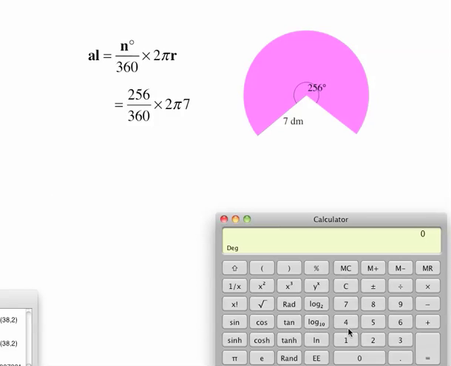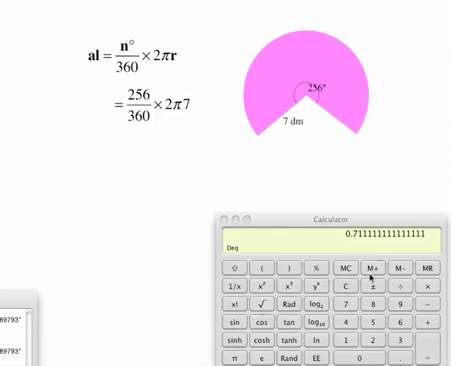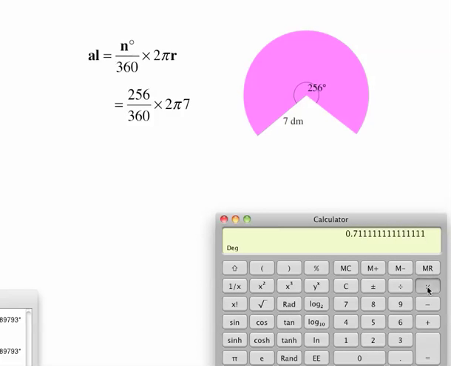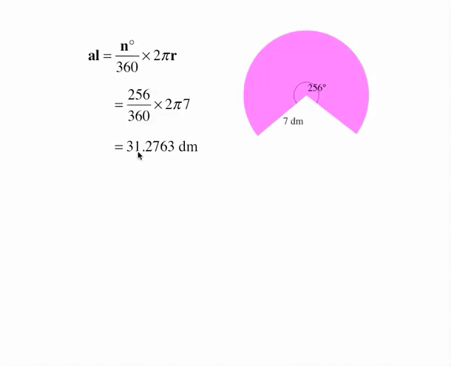So 256 out of 360, which should be about 0.75, because it's a little bit less than 3/4. Times 2 times pi. I just pressed P to get pi, times 7. Okay, and that gives us our answer, and we're just going to round that. So we have 31.2763 decimeters.